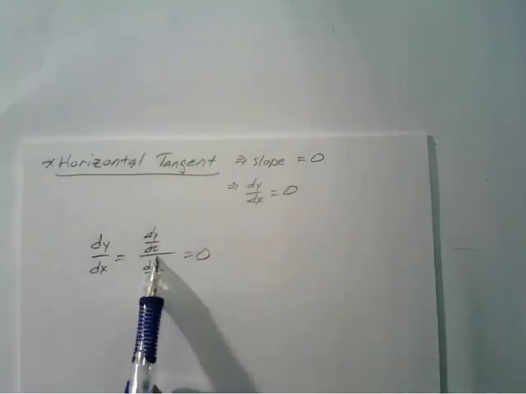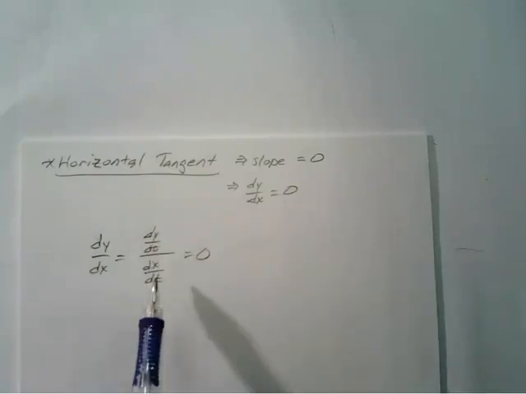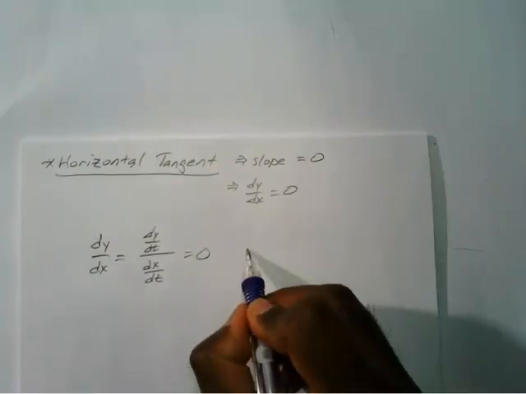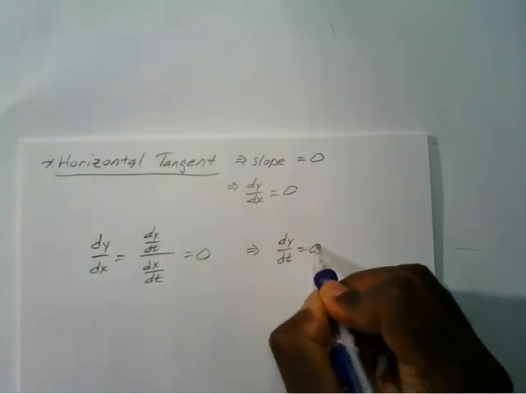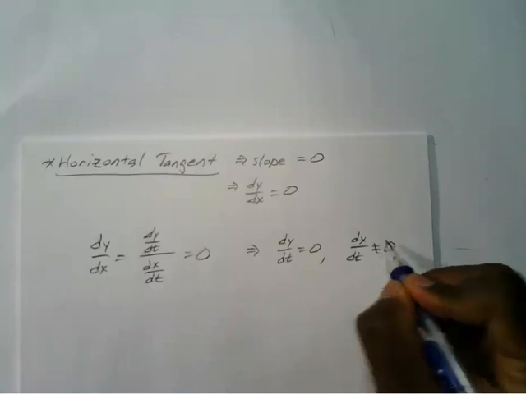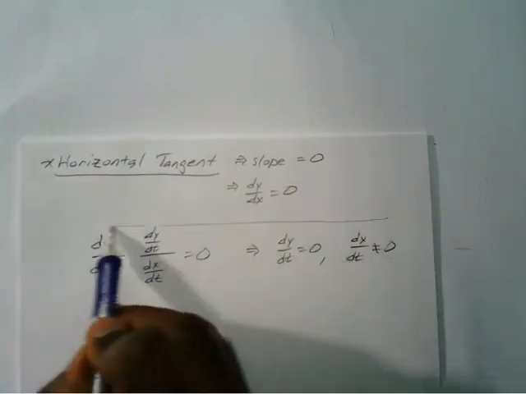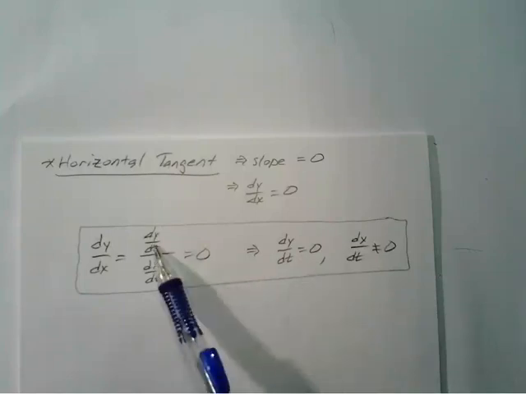Okay, so for this to equal 0, that just means your numerator has to equal 0, because 0 divided by any non-zero value is 0. So that just means that dy/dt equals 0, but your denominator cannot equal 0. So to find the horizontal tangent, just find the values where your numerator is equal to 0, but not the denominator.